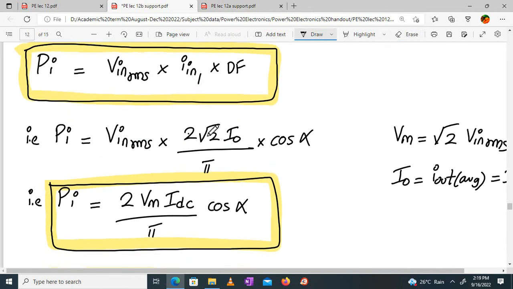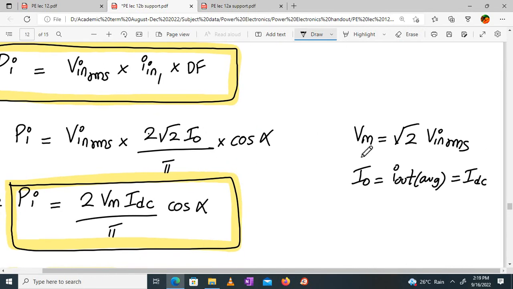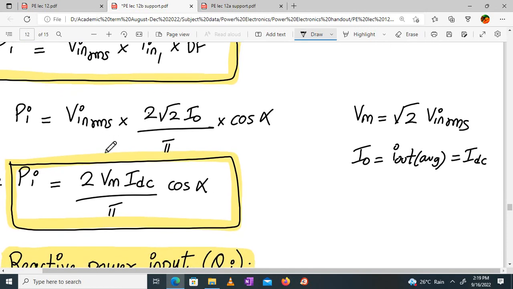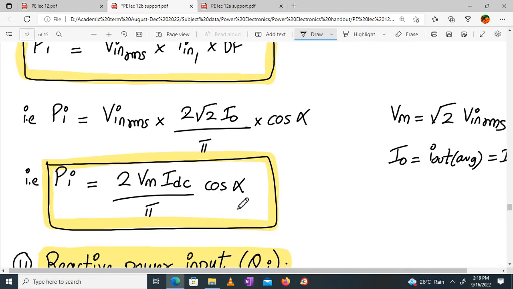And now, what is Vm? Root 2 times V rms. तो ये रूट 2 और V in RMS कंबाइन कर सकते हैं, बराबर ना? So it becomes 2 Vm I DC upon pi into cos alpha. समझ रहा है? इजी है. So you can remember it this way also. 2 Vm I DC. What is I DC? I out average, which is V out average upon R.